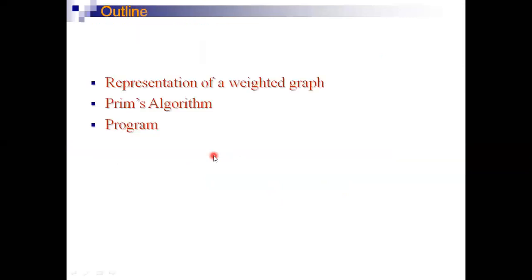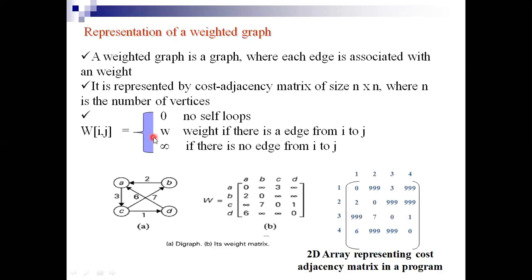language. So before we go for the program explanation, we'll have to know two aspects of the program. One is the representation of a weighted graph and how exactly Prim's algorithm works in order to find the minimum cost spanning tree, followed by the program. So, the representation of a weighted graph. For Prim's, the input is a weighted graph, right?